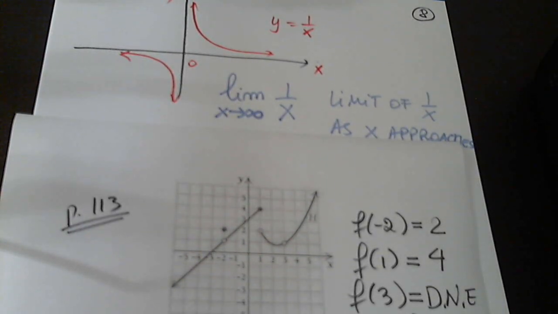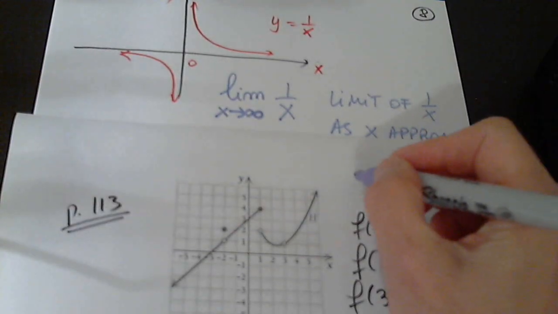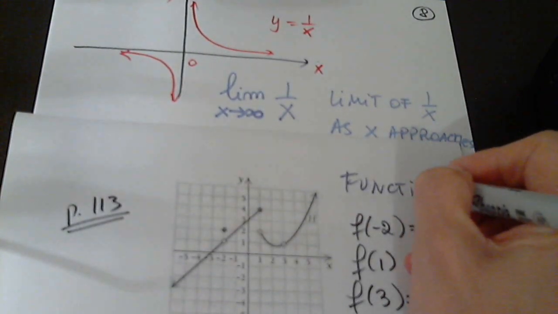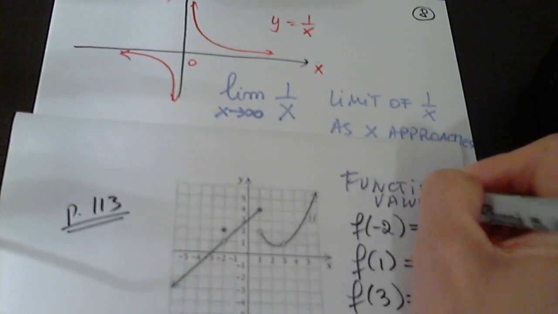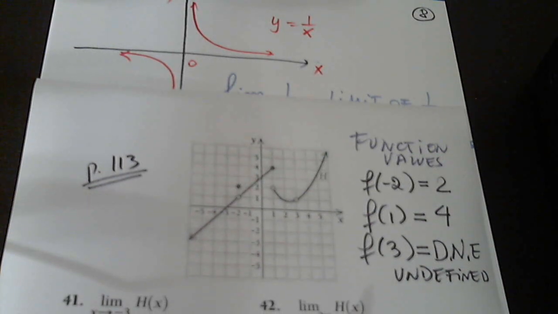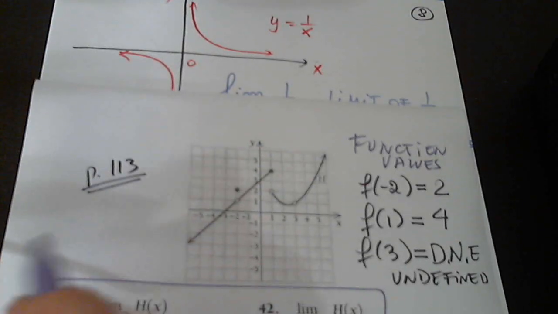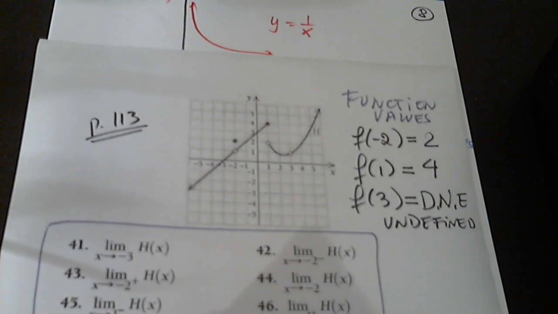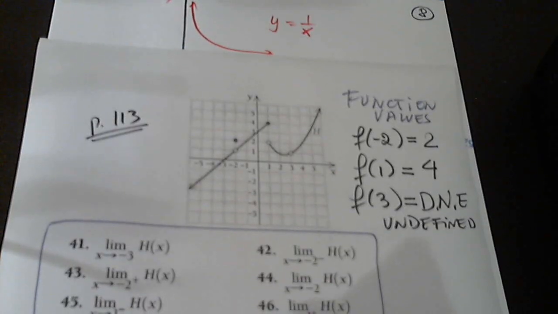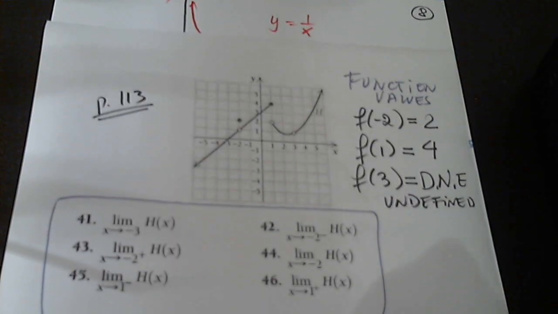Perfect. Notice that these have nothing to do with the limit. I just wanted to have these on the side. These are function values. Function values are not the same as the target or the tendency. This, we're going to complete it now, is the target. The target may or may not equal the function value.